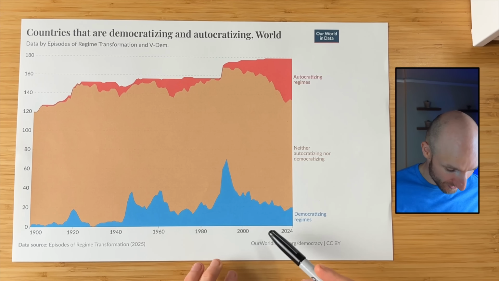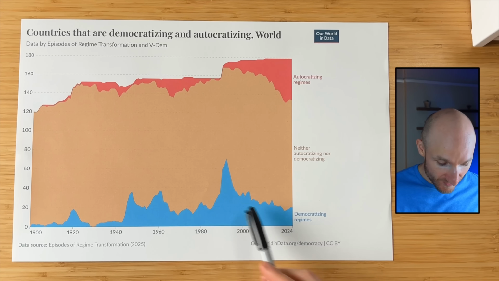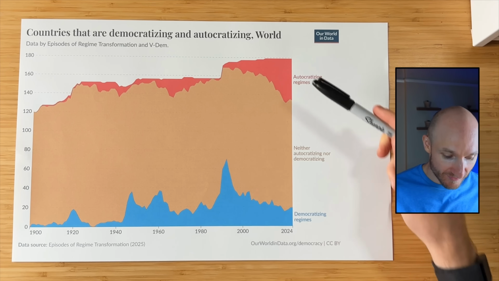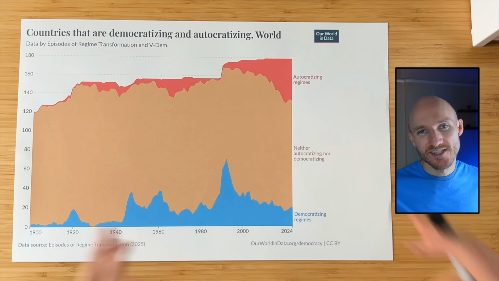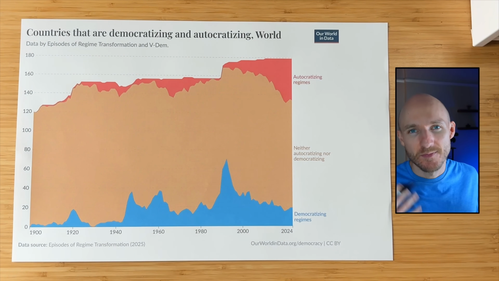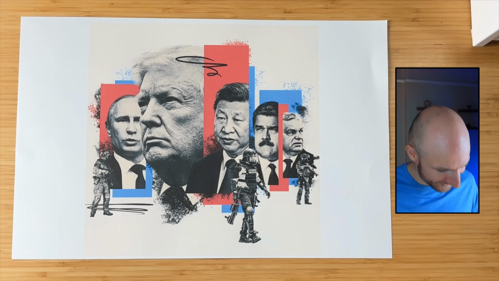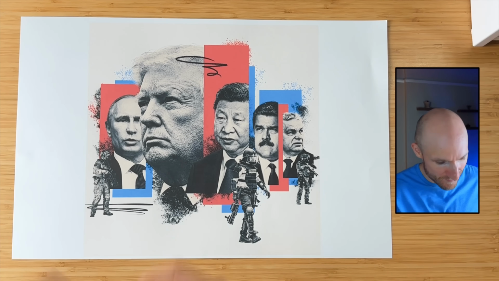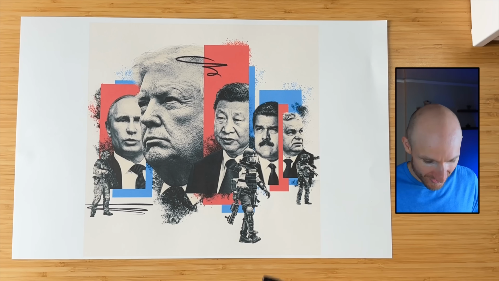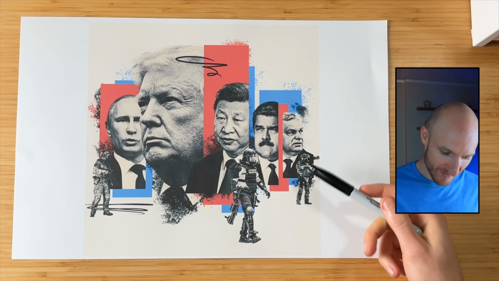So what this graph shows is that not very many regimes are democratizing anymore, and lots of them are autocratizing. In other words, they are becoming more autocratic, more authoritarian. Here's a great little picture of some of the squad that we love, who's doing this autocracy stuff. We got Putin, we got Trump, we got Xi, we got Maduro, we got Orban, maybe, from Hungary.